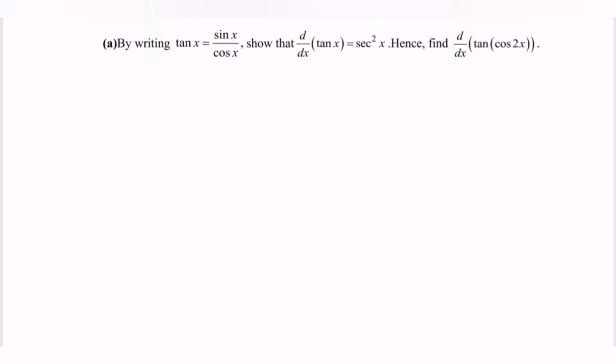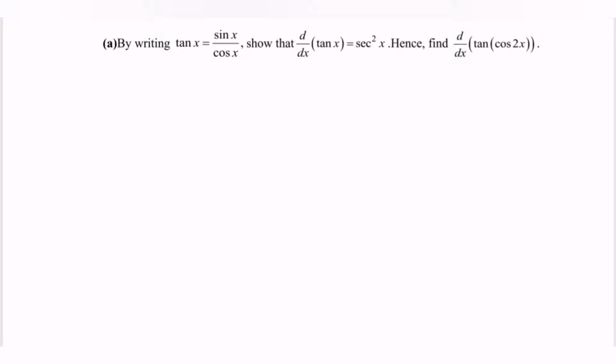Hello everyone, in this video I'm going to discuss the topic differentiation. A. By writing tangent equals to sine over cos, show that differentiate tangent x with respect to x is equals to secant square x. Hence, find the differentiation of tangent bracket cos 2x with respect to x.